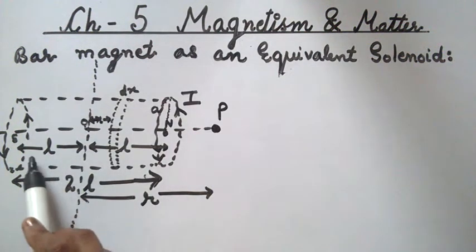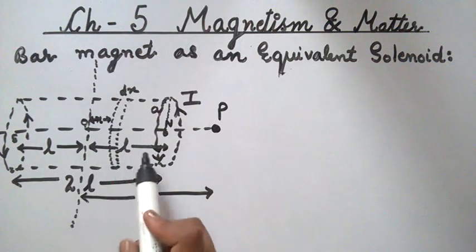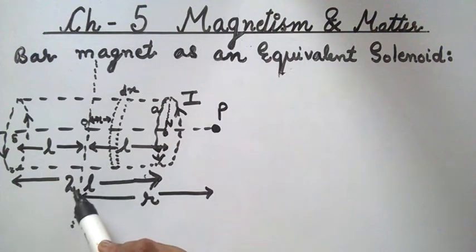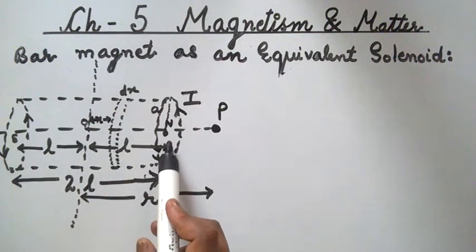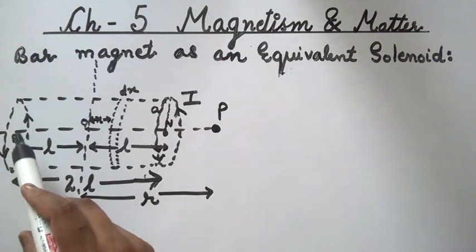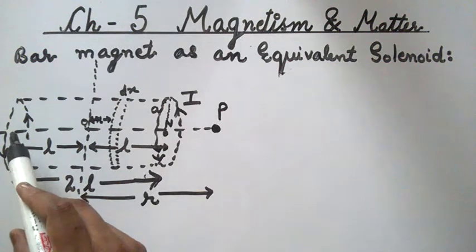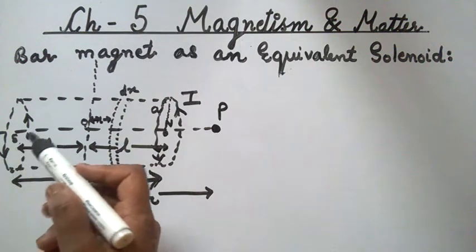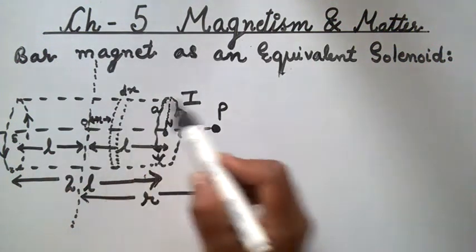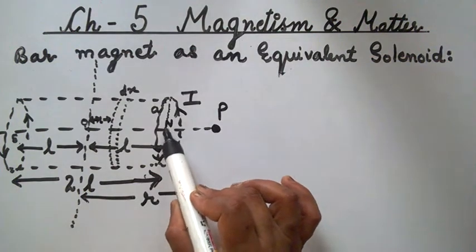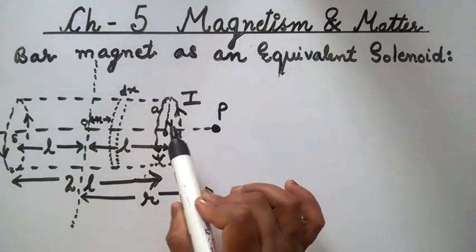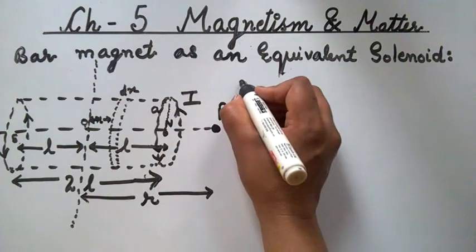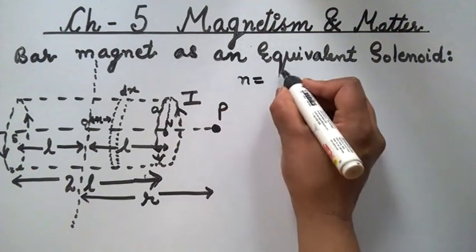This length can be taken as minus L and this can be taken as plus L, because we have studied that the direction of magnetic length is from south to north pole, and we compare the south pole with negative charge because the force experienced by the south pole is opposite to the direction of magnetic field. The north pole is along the direction of magnetic field. So it can be taken as positive, and the other as negative. Here, small n is the number of turns per unit length.